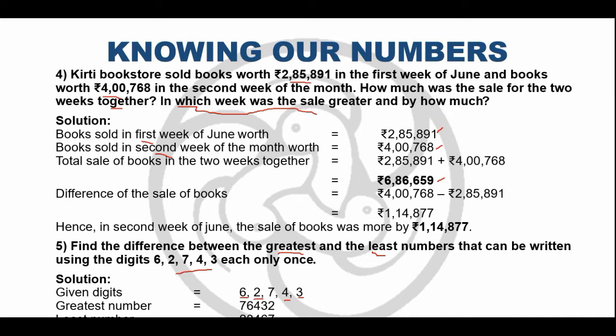So next we have to find the difference. Difference means we have to subtract. So 76,432 minus 23,467, which is equal to 52,965.